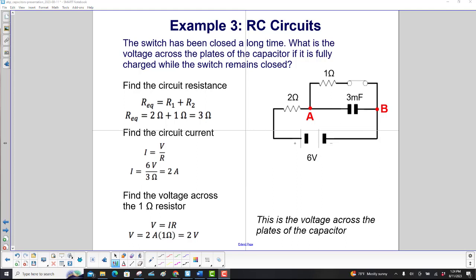Find the circuit resistance of the 2 ohm and the 1 ohm resistor. Well, they're in series, so we just add them, so we get 3 ohms. Find the circuit current. We use Ohm's law, voltage over R. The voltage here is 6. 6 divided by 3 ohms is 2 amps. And finally, find the voltage across the 1 ohm resistor, which will be the same as the voltage across the capacitor, because they're in parallel. So that's IR, 2 amps times 1 ohm, 2 volts.